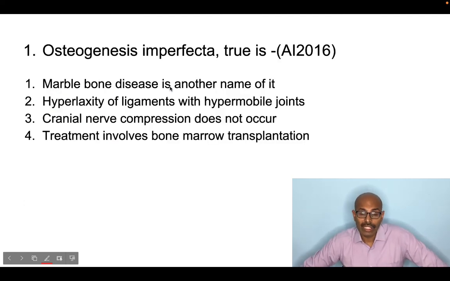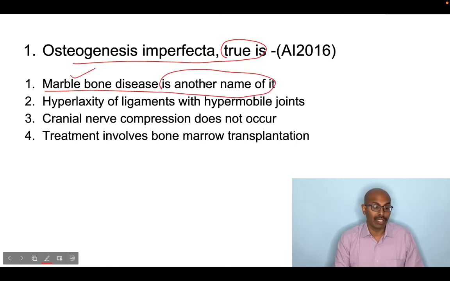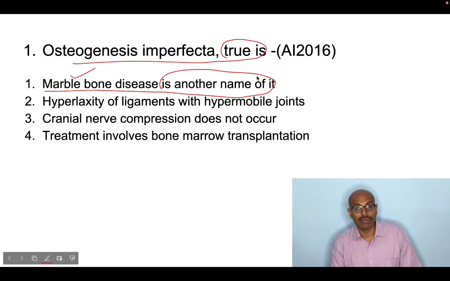Now let's go through 3 questions which have been asked previously in your NEET PG exam, and make sure that you understand the topic appropriately. So let's go through the first question. Osteogenesis imperfecta, true is. So they're asking what is the true statement. Marble bone disease is another name of it. No, we know it is brittle bone that is called osteogenesis imperfecta. Marble bone disease is excessive bone formation and poor osteoclastic activity. So this is the wrong answer.